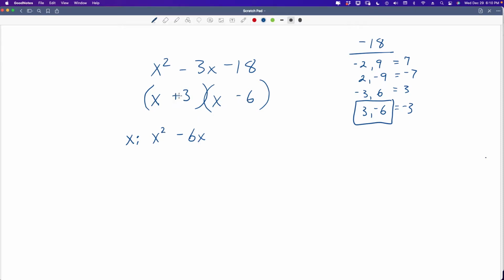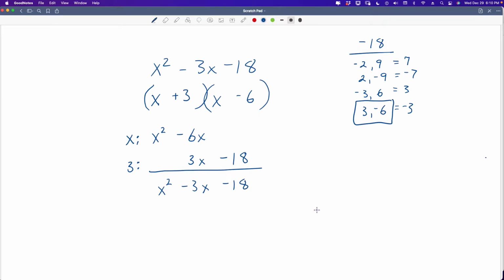Now we're going to say positive 3 times everything in the second one. And we're going to move down to the next line and use the stacking method. So positive 3 times x is going to be positive 3x. Positive 3 times negative 6 is going to be negative 18. So now we're going to draw our line, and we're going to combine these terms. Starting from the right, negative 18, negative 6x, positive 3x, like terms, negative 3x. x squared has nothing to combine with it, so it's just x squared.